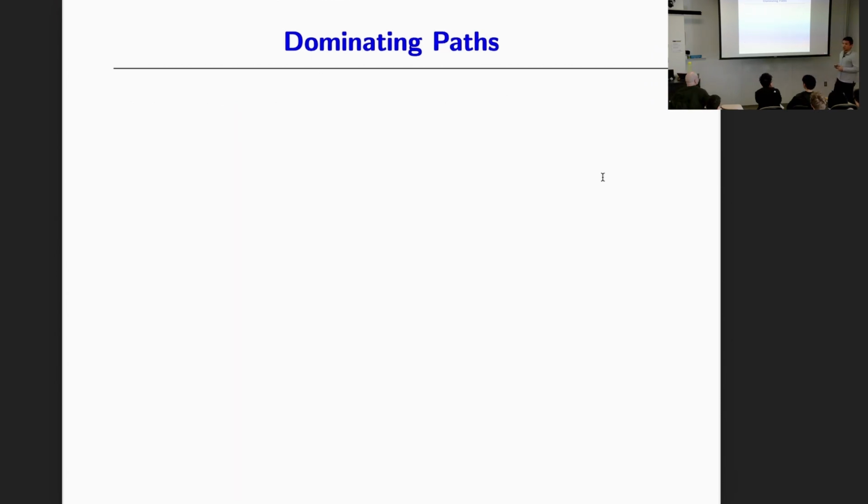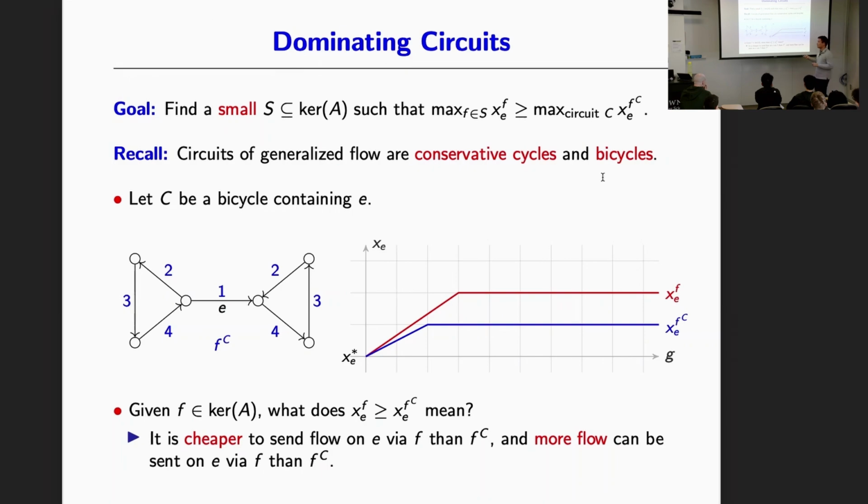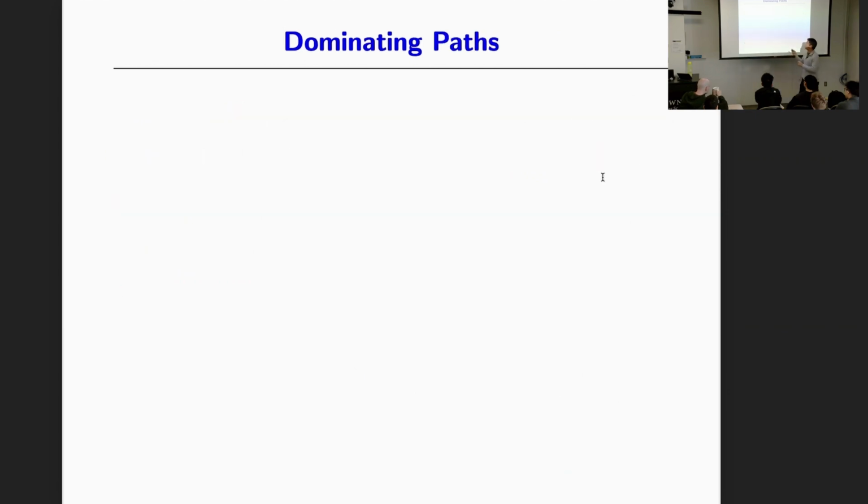Okay, so we're going to dominate circuits now. But circuits are kind of painful to work with because they have many parts. So we're going to decompose them into paths instead. For a bicycle, for example, there are two cycles and a path. And you can really think of a cycle as a path that comes back onto itself. So we're going to dominate paths instead. Again, I'm sweeping details under the rug. I'm just reducing it to this problem.